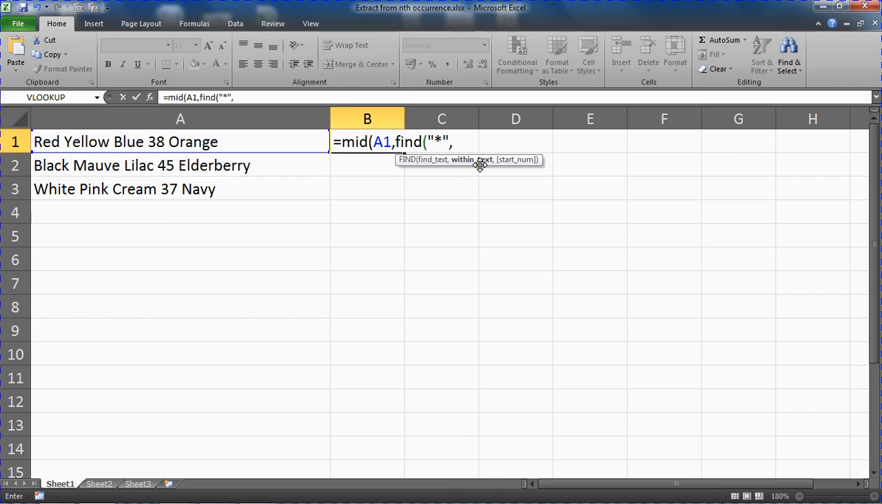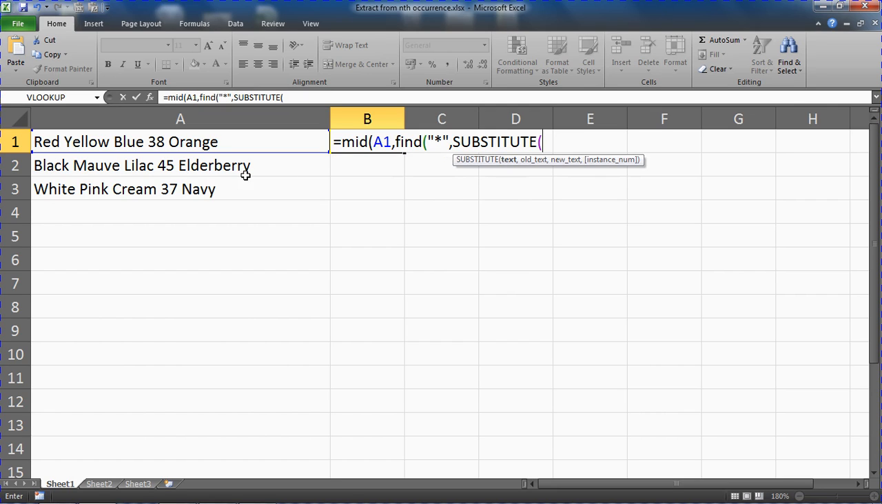Comma. This is where the real magic is and why we are doing this. When it asks us where to look for the asterisk, in simpler examples we would say A1. But that is not good enough for us right now. What we're going to do is substitute the third space in each of these items with an asterisk, so that FIND can return that position. We're going to use a function called SUBSTITUTE to replace existing text with a different piece of text. In this example, a third space with an asterisk.